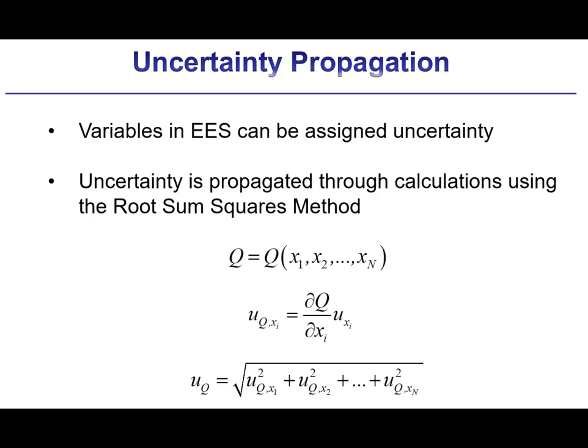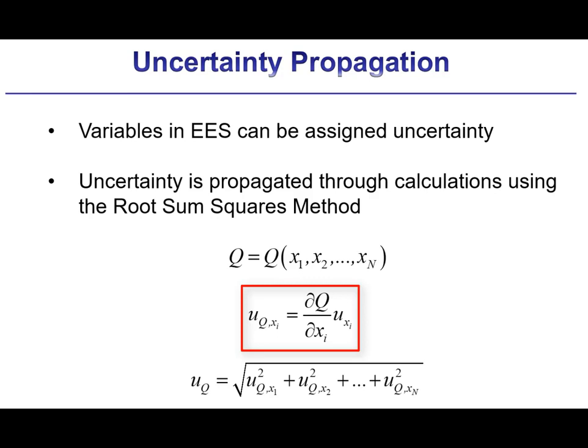So then if the calculated quantity Q is a function of n variables, we'll call them x1 through xn, and each of these variables has its own uncertainty, which we'll call u sub x1, u sub x2, on through u sub xn, then the uncertainty in Q, which we're going to call u sub q, can be divided into its elemental uncertainties due to each of the measured quantities. So you would have a u sub q due to x1, a u sub q due to x2, all the way through to u sub q due to xn.